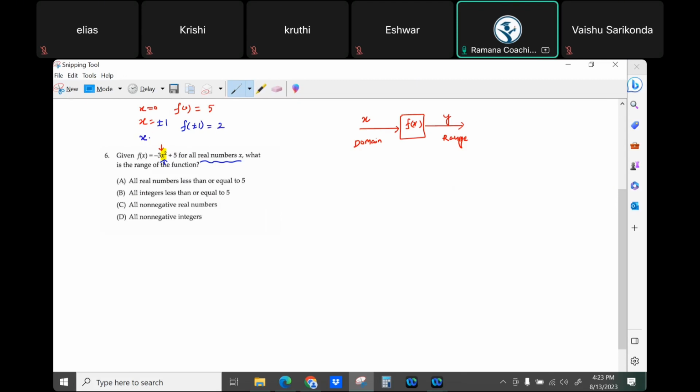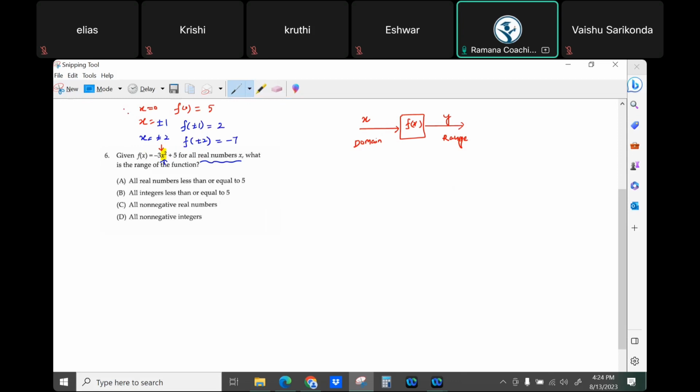Now, do x equals plus or minus 2. What is f of plus or minus 2? What is 2 squared or negative 2 squared? 4 times negative 3, negative 12, plus 5, negative 7. So what do you see here?